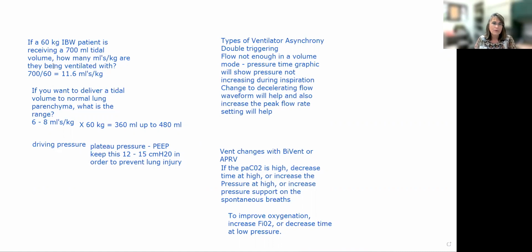All right, so now for ABG changes with vent settings. Let's see.